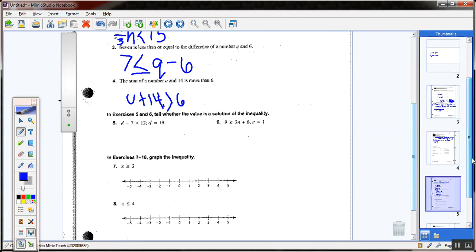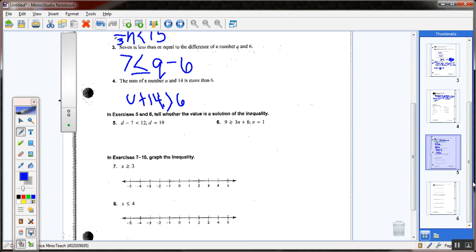Right here, guys, it says in the following: talk about whether the value is a solution of an inequality or not. On the one that Madeline did, okay, I put the Q before the sign. So did you write q minus 6 like this again?